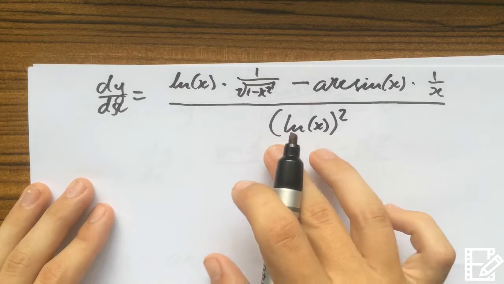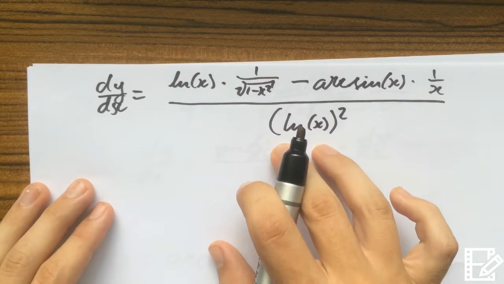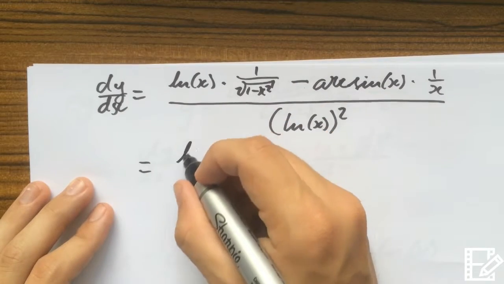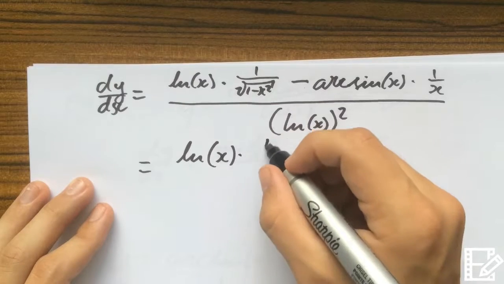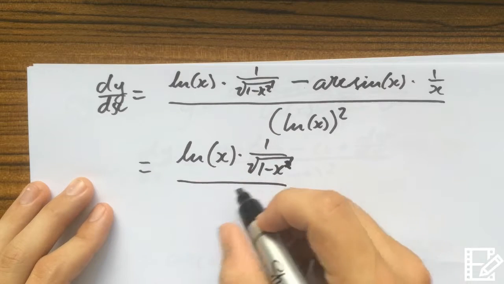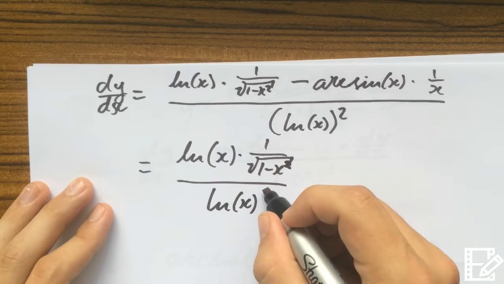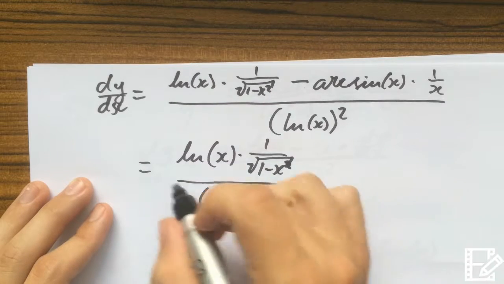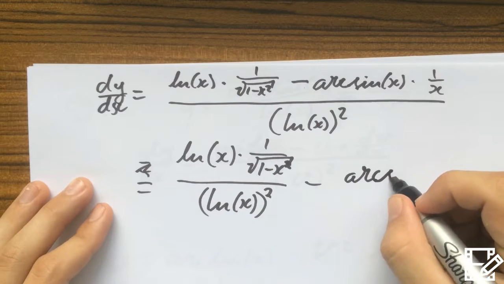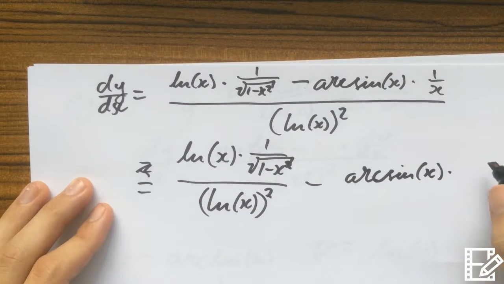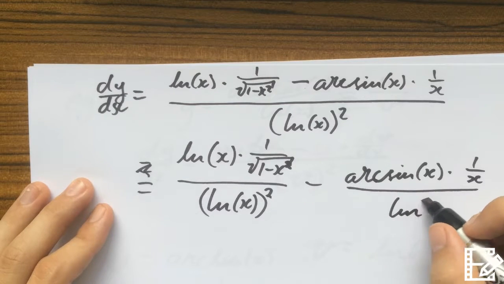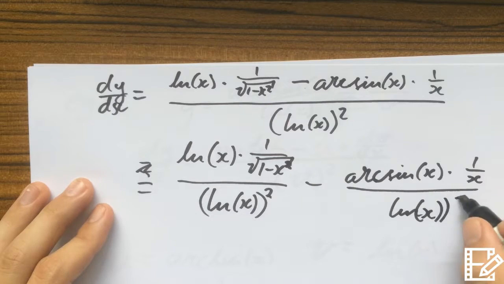So what I'm going to do is split this. So I'm going to have an ln of x squared on either side of the minus sign. So I'll have ln of x multiplied by 1 on the square root of 1 minus x squared, all over ln of x squared, minus arc sine x multiplied by 1 on x, all over ln of x squared.